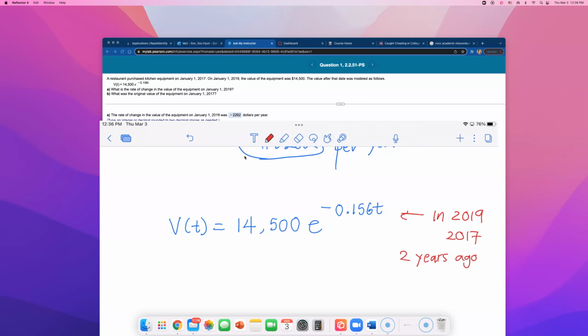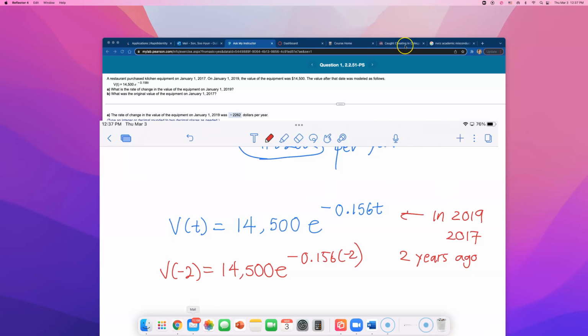Okay. So we're going to plug in 2, but if you plug in 2, you're going to end up finding the price 2 years after 2019. But if you want to find the price 2 years before, you're not going to plug in positive 2, you're going to plug in negative 2. Okay, so that's the trick here, you guys. You got to plug in your negative 2 into this function.